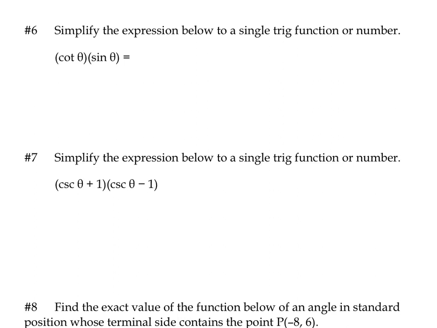All right, moving on to the next problem here. Number 6 says simplify the expression below to a single trig function or number. What we'd want to do on this one is cotangent can be written as cosine over sine times sine. We can put it over 1 if it helps recognize those will simplify, and we just have cosine theta. That'd be your answer. That's simplified to a single trig function in that case.